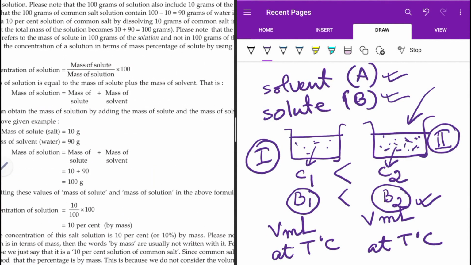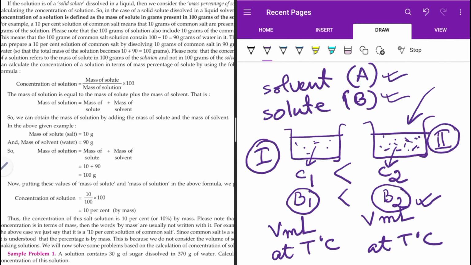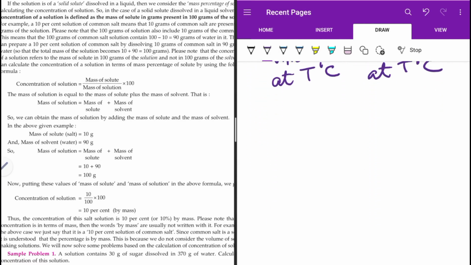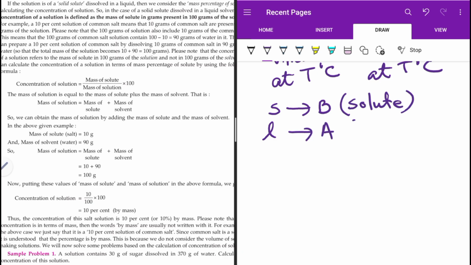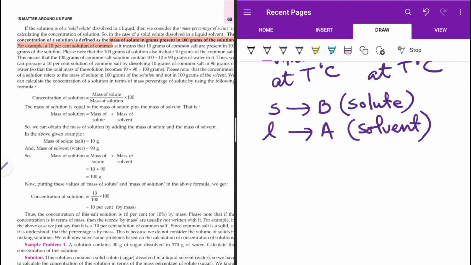Next, here we can see concentration terms. If I say solid in liquid, solutions can be of many types. Now, if I take solid solute and liquid solvent, and I say B is solute and A is, as per convention, solvent, then what is the concentration of a solution? It is the mass of solute in gram present in 100 gram of the solution.